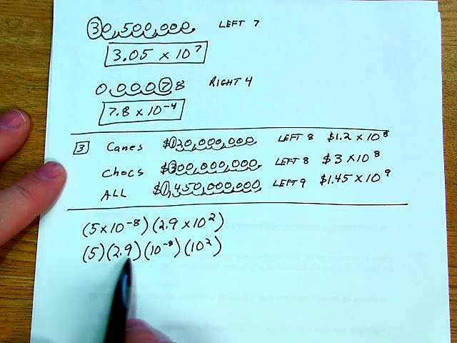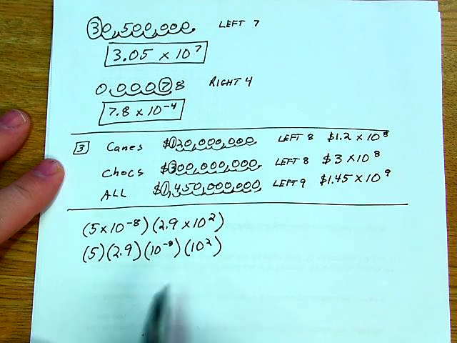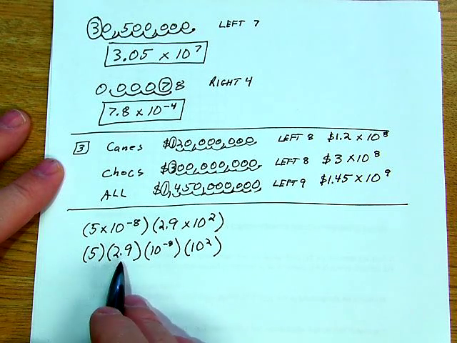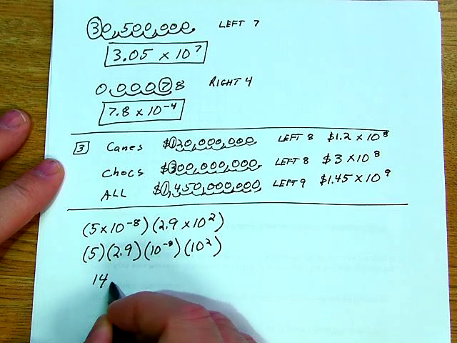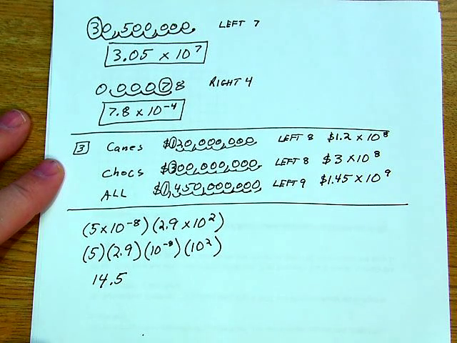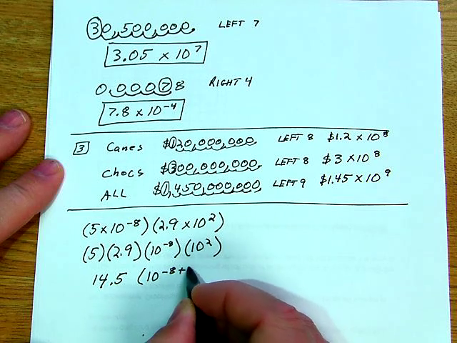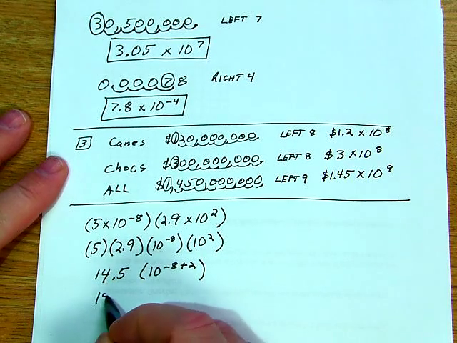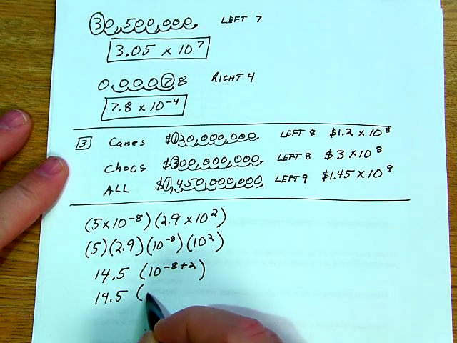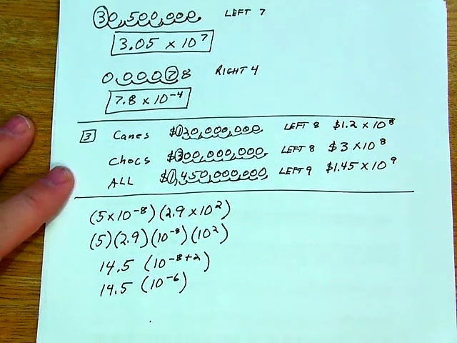I've got two numbers I can multiply together, simple numbers, and I've got two powers, or two bases with powers, and I know I can add those together. So 5 times 2.9 is 14.5, and then I'm going to add these two powers together. Negative 8 plus 2 gives me 14.5 times 10 to the negative 6.